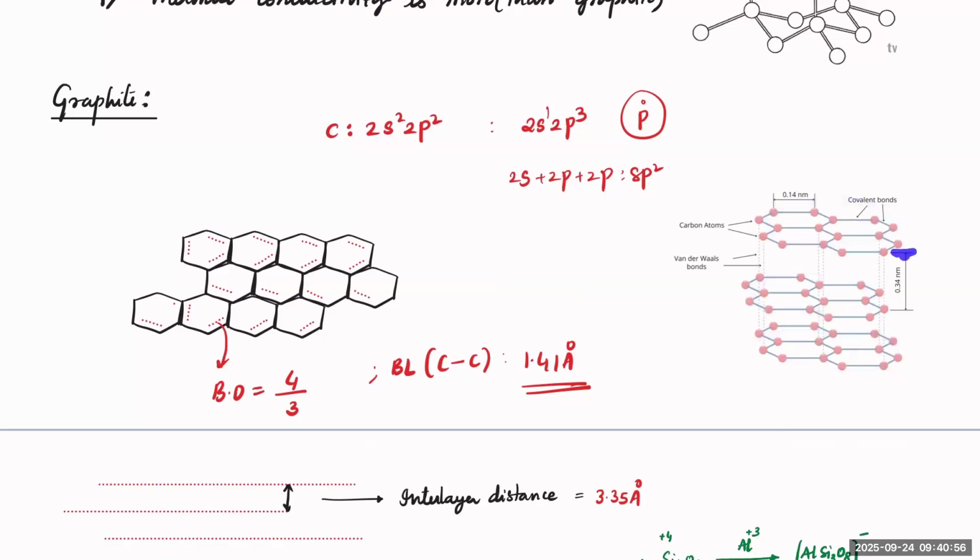So there is a distance between the layers also, and this is called interlayer distance, which is around 0.34 nanometer, or 3.4 Angstroms. Clear? Of course, it has to be larger because there is no chemical bond there. It is a van der Waals interaction.